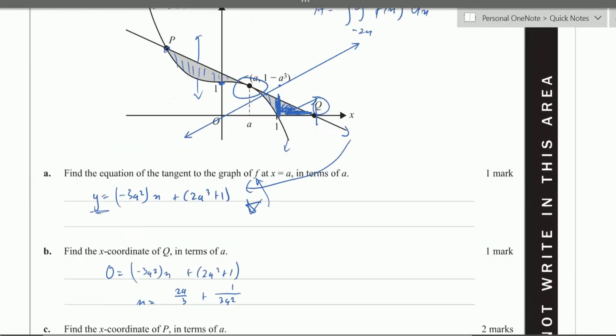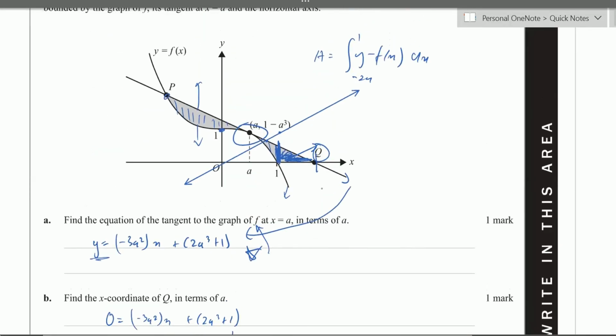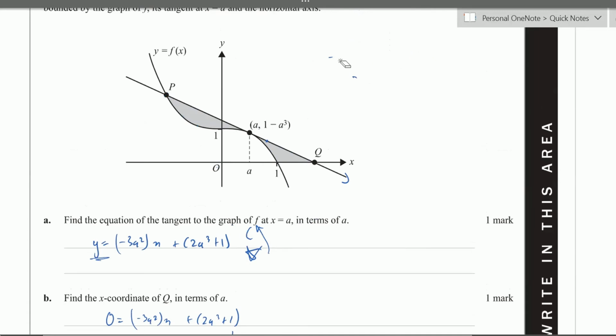So the actual area that they're asking for, if I pull this out, the area they're asking for is, if you draw, say, 1, 1, this is an ugly graph, but kind of like that. It's okay.